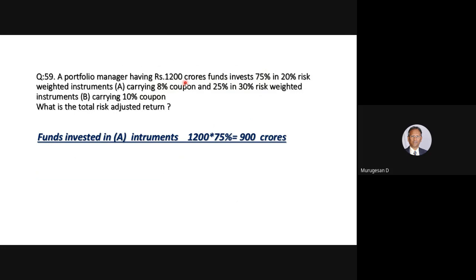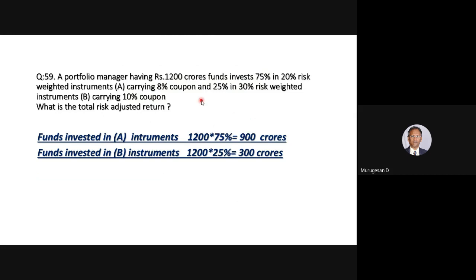1200 crore is what he has got. This is a very often asked question, friends, believe it or not. 70% of the 1200 is 900 crore. The 900 crore, how is he investing? At 20% risk. And what return is he getting? 8%. So the remaining is 300 crore.